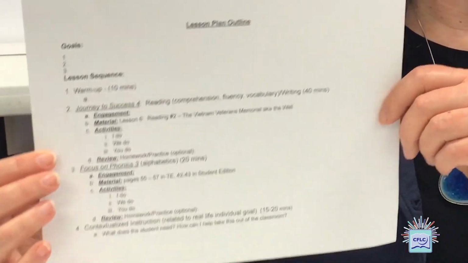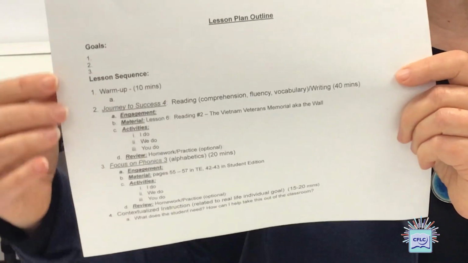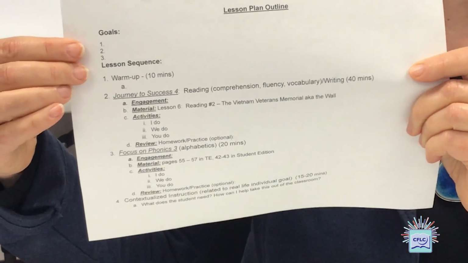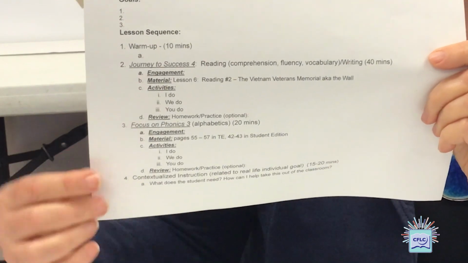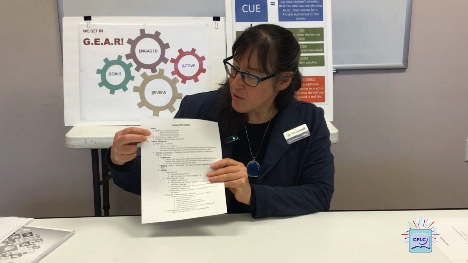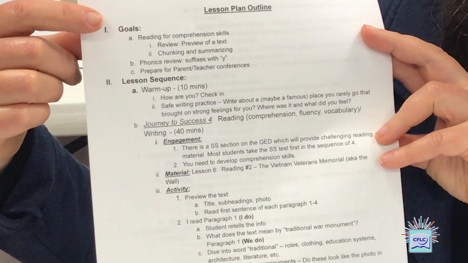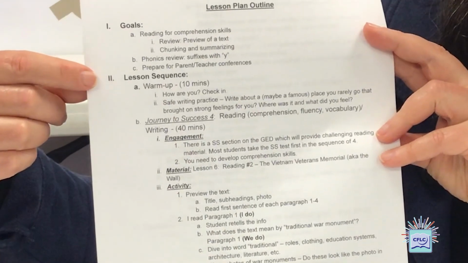So we're going to go from this lesson plan outline, which leaves us place for our goals and also for a warm-up activity, as well as some information about the Journey to Success book and the Focus on Phonics book, and then a contextualized activity that we haven't actually talked about, but I'll get to. Here, you can see that the goals for this lesson are to begin summarizing information in order to better comprehend it. We're also going to be working on the Y to I switch before adding suffixes. And then we're going to go through that engagement.